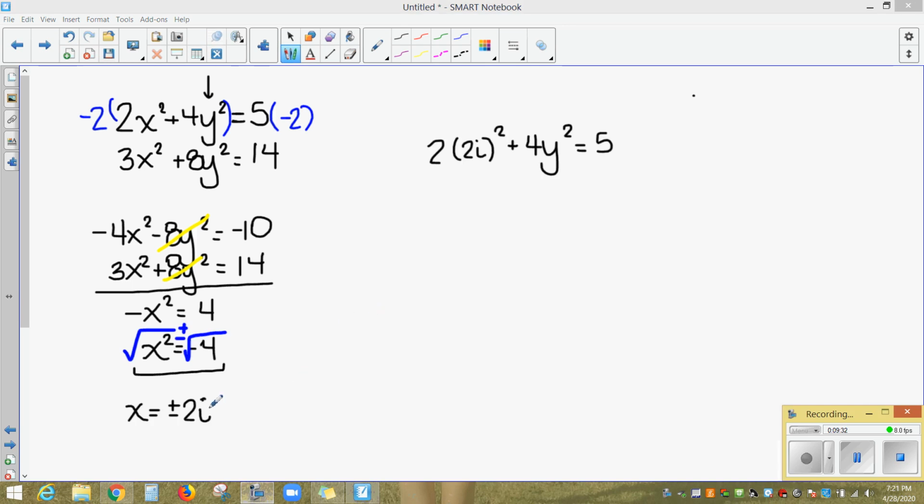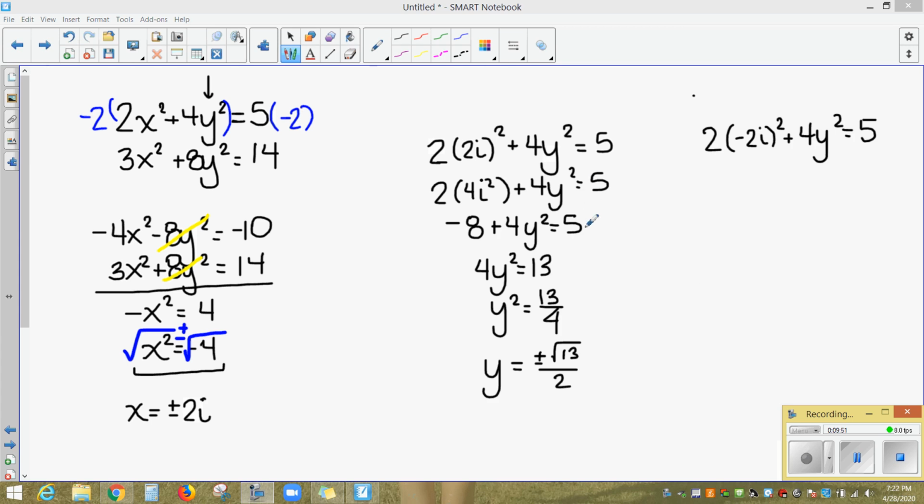All right, so x is equal to plus or minus 2i when we solve this for x. So we plug in, I'm going to use the top equation, but you could use the bottom if you'd like. We're going to start here and solve for y, and then we'll go back and make this a negative sign and do the same thing.